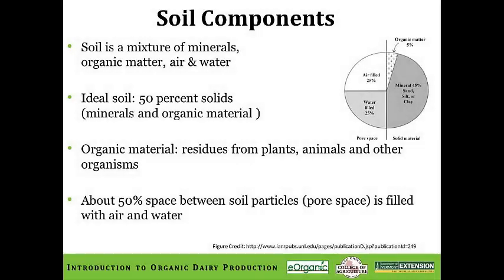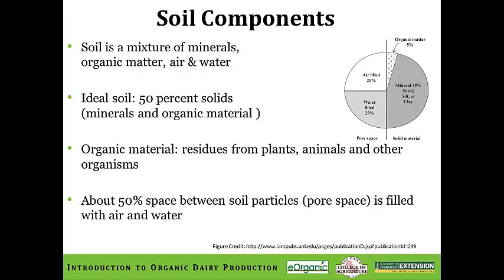Let's talk about the soil components. Soil is a mixture of minerals, organic matter, air, and water. And ideally, in a perfect world, in your soil there should be 50% solids. And that's a split between minerals and organic material. The organic material is generally a very small portion of the 50% solids, and on average is around 1 to 5% organic matter. And this organic material comes from plant, animal, and other organism residues.